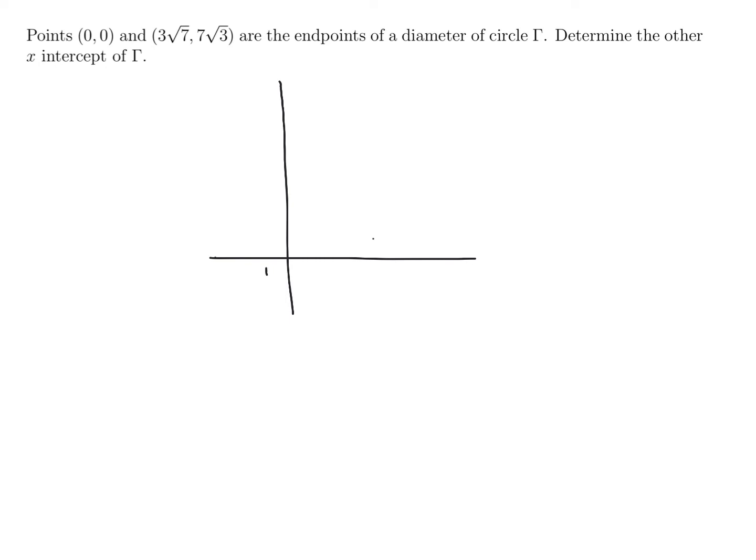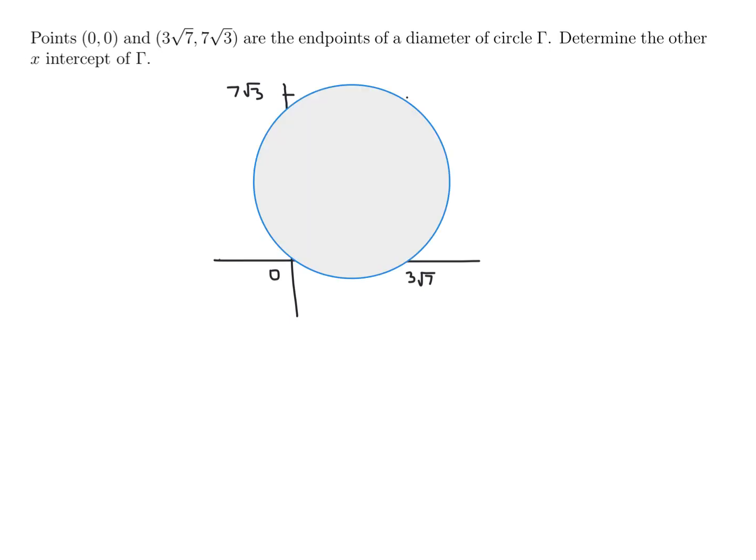So first let's just label. We've got (0, 0), and then something here. We've got (3 root 7, 0). And then we have 7 root 3 up here somewhere, let's say. So this is our other point. And then there's a circle that kind of goes through, something like this. And that circle has the point they described, (3 root 7, 7 root 3), and it has the origin, which is down here. So those are on the circle.